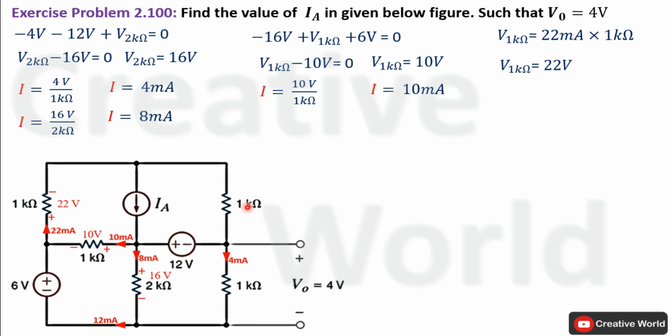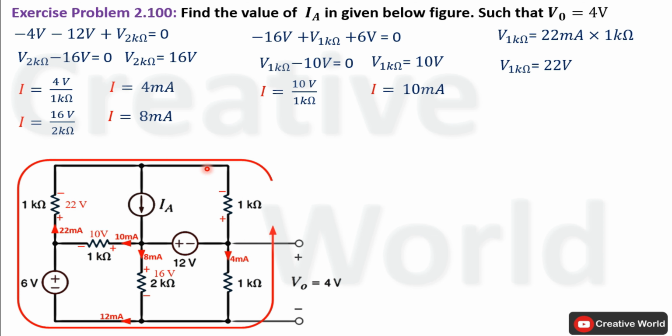In order to calculate the voltage across this 1 kilo ohm resistance, we will apply Kirchhoff's voltage law through this outer closed loop. For that purpose, we will assume the direction of current to be counterclockwise, and according to this assumed direction of current, the polarity notation across this 1 kilo ohm resistance is marked. Write the KVL equation for this closed loop.